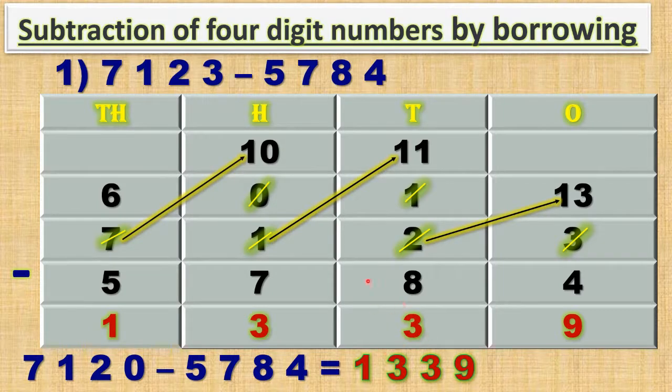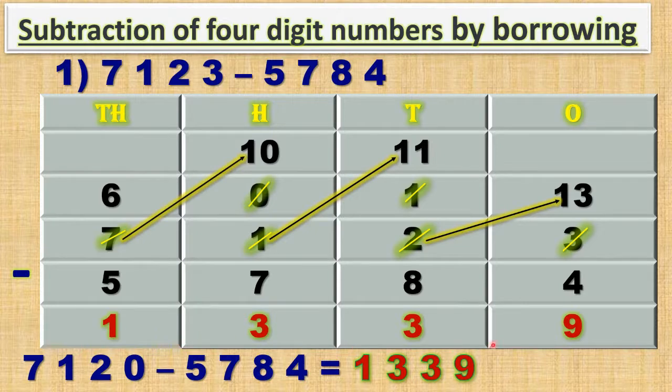Now we move on to hundreds place. We cannot subtract 7 hundreds from 0 hundreds. So we need to borrow from thousands place. So we will borrow 1000 from 7000. 7 will become 6 and 0 will become 10 in hundreds place. Now we have to subtract 7 from 10. So 10 minus 7 is equal to 3. The answer will be 3. Now last, thousands place, we have to subtract 5 from 6. So 6 minus 5 is equal to 1. So answer will be 1.